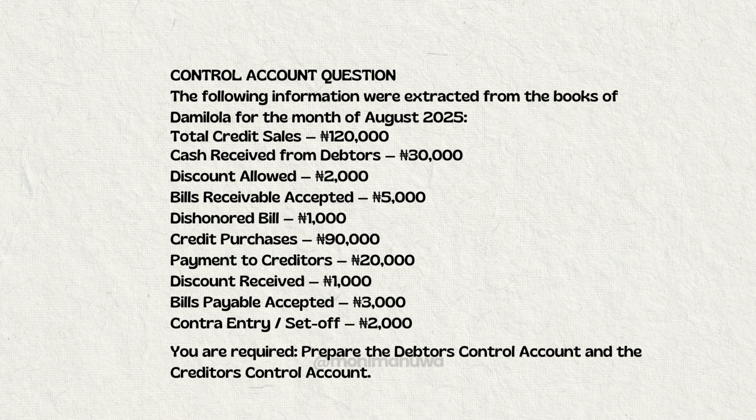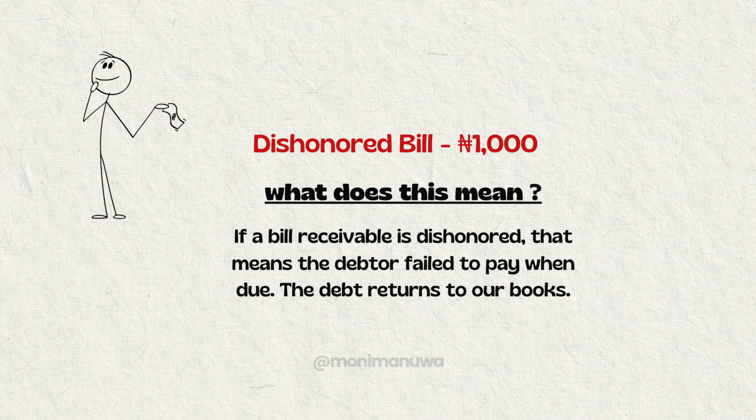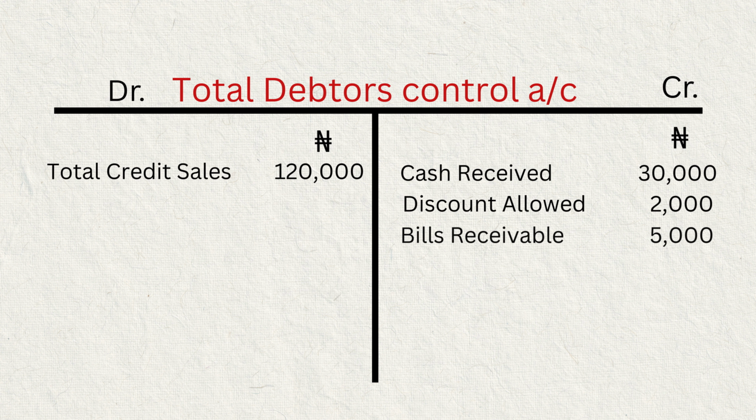Next transaction, dishonored bill 1,000. If a bill receivable is dishonored, that means the debtor failed to pay when due. The debt returns to our books. So what happens? It increases the amount owed by the debtor again.